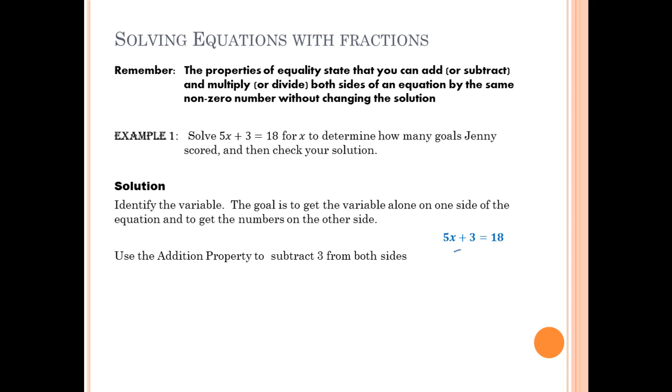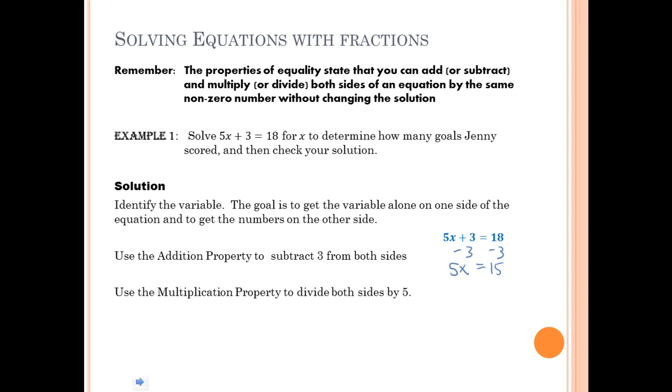So we subtract 3 from both sides, and now we have to simplify. On the left side, we simply have 5x plus 0, which is 5x. And on the right side, 18 minus 3 is 15.